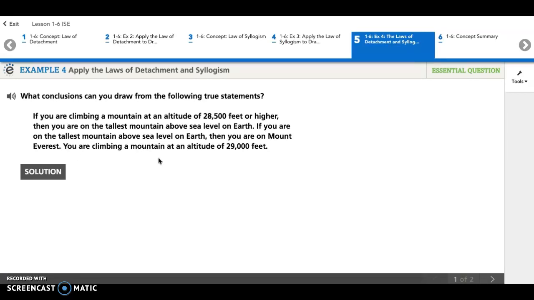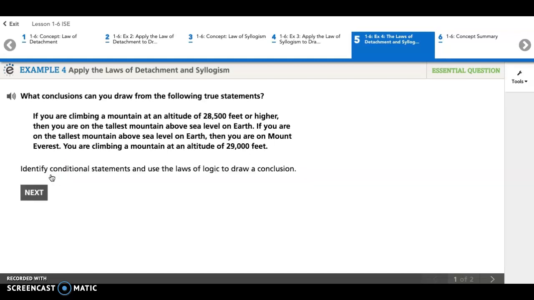What conclusions can you draw from the following true statements? If you are climbing a mountain at an altitude of 28,500 feet or higher, then you are on the tallest mountain above sea level on Earth. If you are on the tallest mountain above sea level on Earth, then you are on Mount Everest. The next piece of given information is you are climbing a mountain at an altitude of 29,000 feet. So for this one, we're going to apply both of these laws of logic that we just learned about.